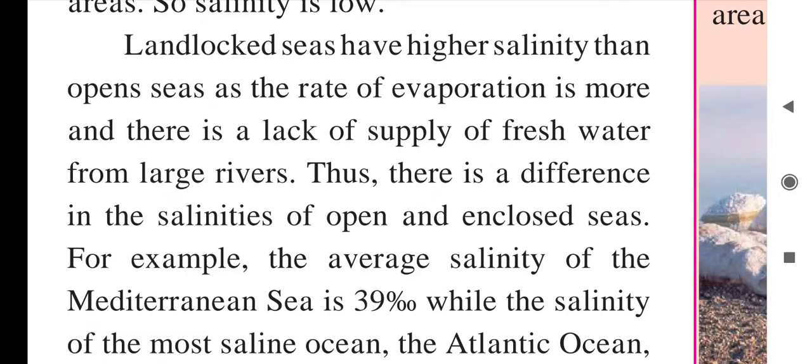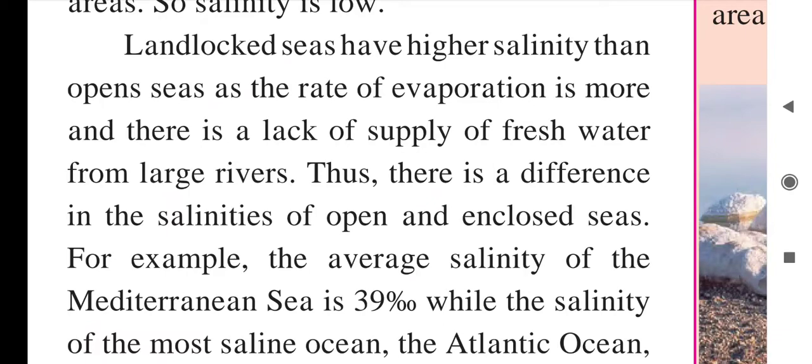So see students, landlocked sea and open sea, as we have discussed in our earlier session also. A landlocked sea means the sea is locked by land from the sides. So in that sea, there is less supply of fresh water. In that region salinity will increase because evaporation will take place and there is no supply of fresh water. And in the open sea, fresh water will be added, and although the evaporation process will also take place, fresh water is added more, so due to that salinity will be less there.